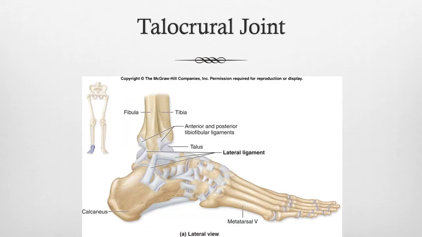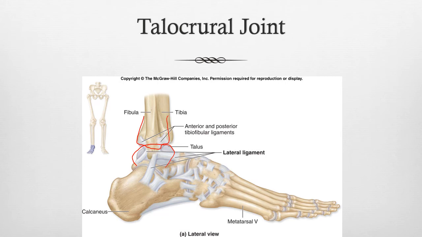The ankle joint is a very complicated joint as well. Primarily when we talk about the ankle joint, we're talking about between the tibia and that of the talus. And so the talocrural joint is the joint where we're going to be able to move our ankle forwards and backwards and side to side.